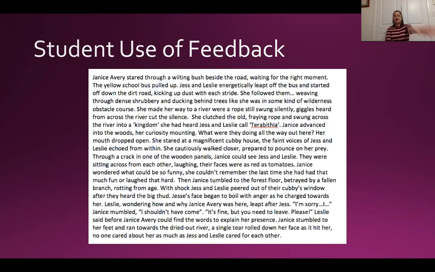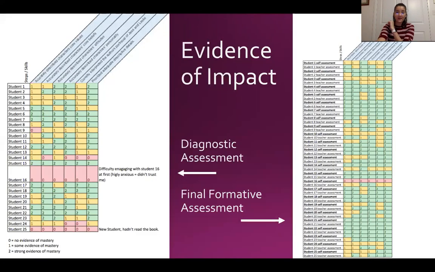So that's just an example there. I'll let you have a look at that in your own time. So finally, evidence of impact. Obviously that's the diagnostic assessment that we looked at first up. But then when I did the final formative assessment, I didn't want it to be all about what I thought and my judgment of the students. I wanted them to judge their own abilities and how they felt they were tracking.